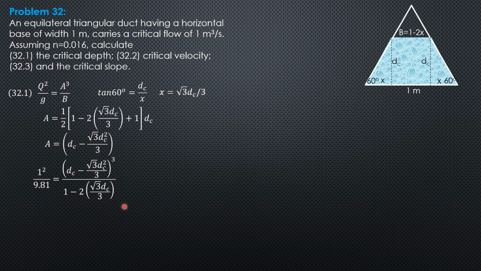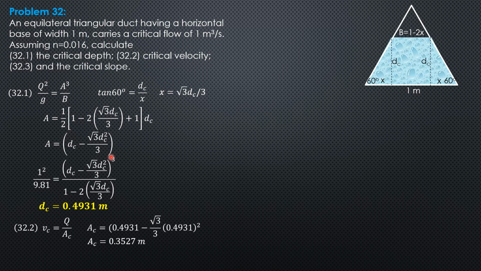So, by trial and error or using a high-tech calculator, d sub c is 0.4931 meter. The critical velocity. So let's compute the critical area. V sub c is Q over area sub c, and area sub c is, from this equation, 0.4931 minus square root of 3 times 0.4931 squared over 3. So area sub c is 0.3527 square meter.